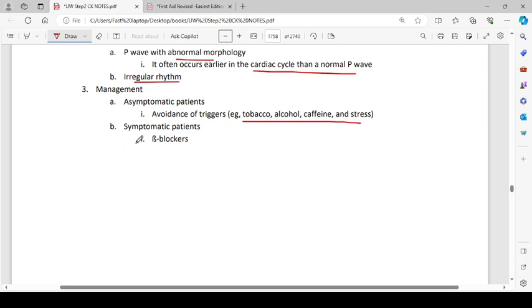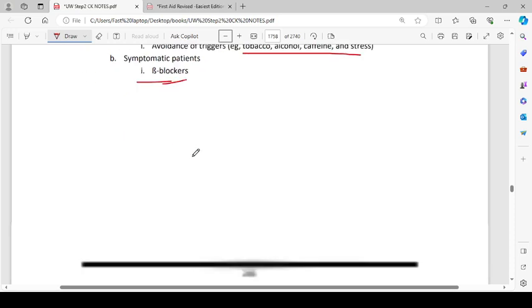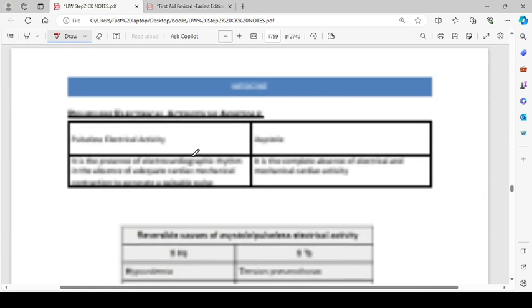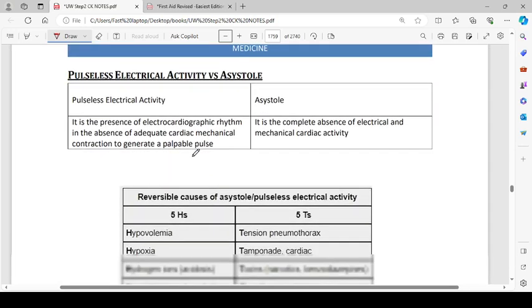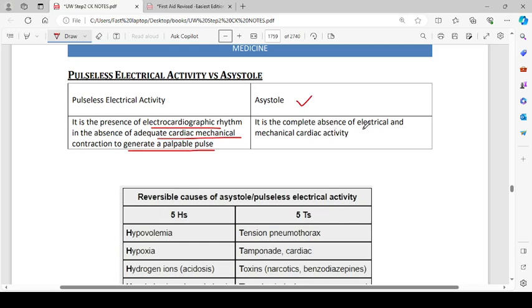For symptomatic patients, we have to give beta blockers. Then the next thing is pulseless electrical activity versus asystole. So these are two different conditions. In pulseless electrical activity, it is the presence of electrocardiographic rhythm in the absence of adequate cardiac mechanical contraction to generate a palpable pulse. While for the asystole, it is complete absence of electrical and mechanical cardiac activity.